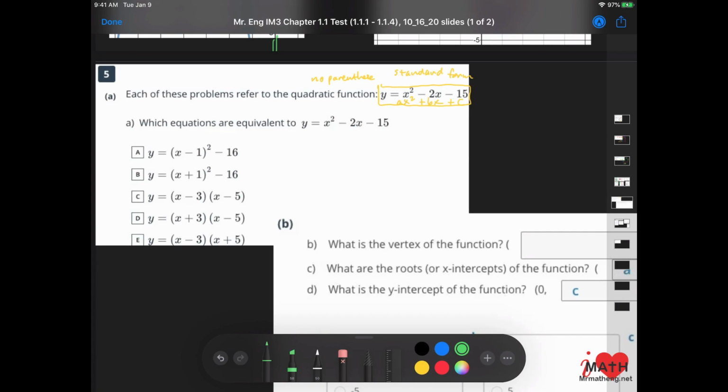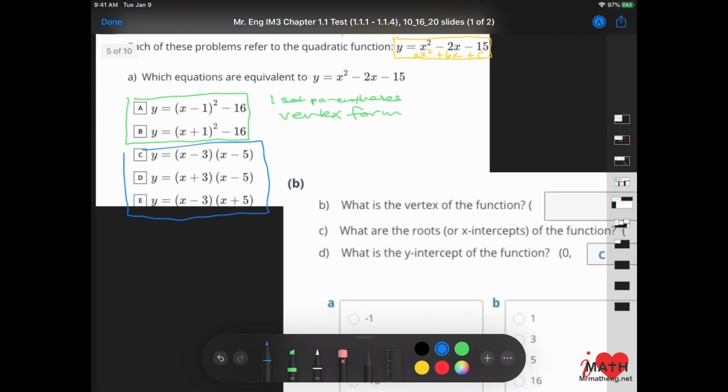What do you notice about choices A and B? In green, these are one set of parentheses, and we're using your foldable. What form is that? That is vertex form. And that means this leftover one here is factored form. It has two sets of parentheses, so that is factored form.